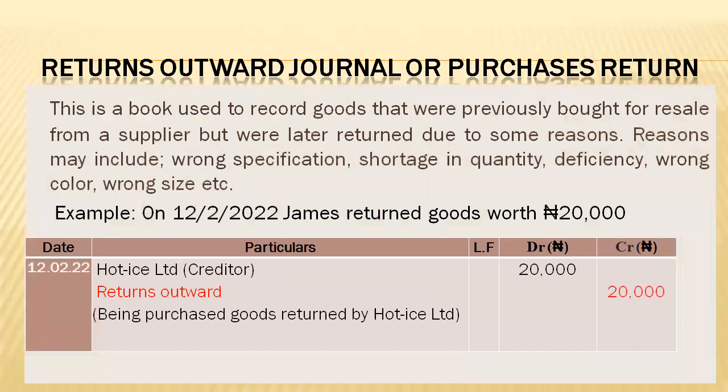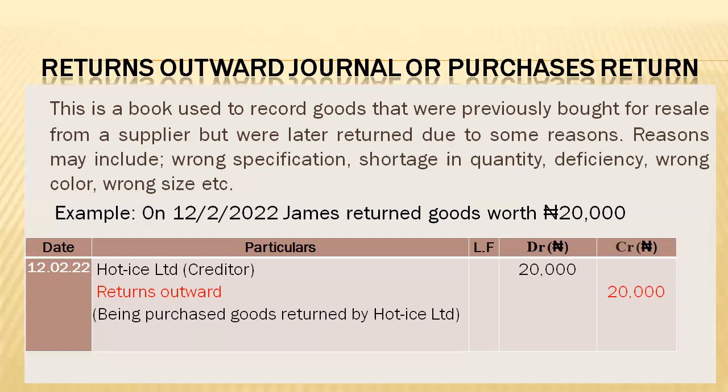Returns outward journal or purchases return. Now it is possible that the goods that we have purchased from our suppliers, some of them may be defective, some of them may not meet the right specification, they may be deficient, they may be the wrong size. What do we do? We have to return those goods. So this represents goods that were previously bought from a supplier for the purpose of resale, but do not meet the required specification that we need. And as such, they need to be returned. So it might be the wrong color, the wrong size, shortage in quantity. All these may require that we return such goods.